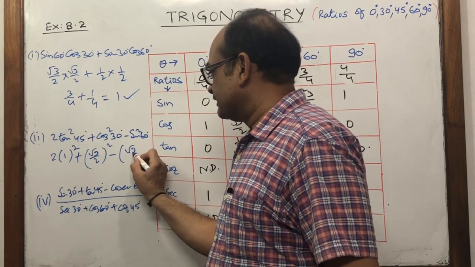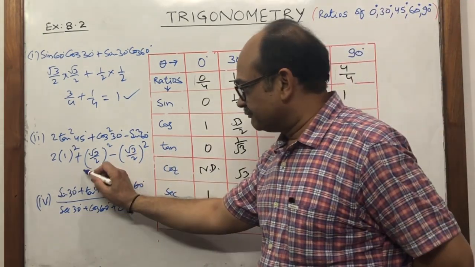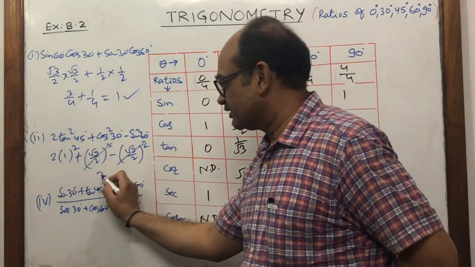And sin 60, it's squared. Simple. These two are the same, so cancel out. Answer is only 2.